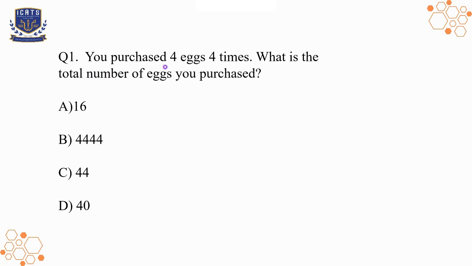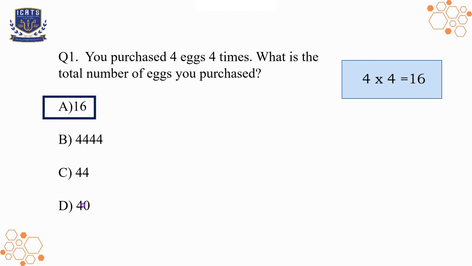Question number 1, you purchased 4x 4 times. What is the total number of x you purchased? Option A is 16, option B is 4444, option C is 44 and option D is 40. So it's a simple question of multiplication. If we have bought 4x 4 times, we will simply multiply 4 by 4, that is equal to 16. So the total number of x will be 16, that is our option A.